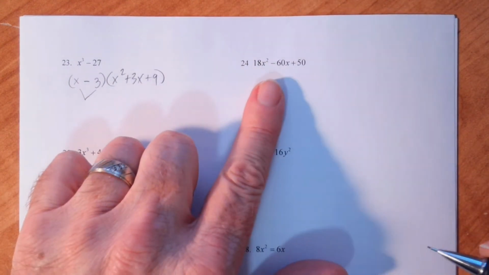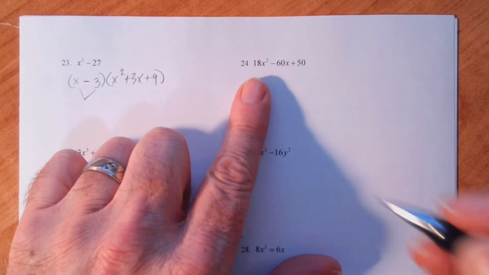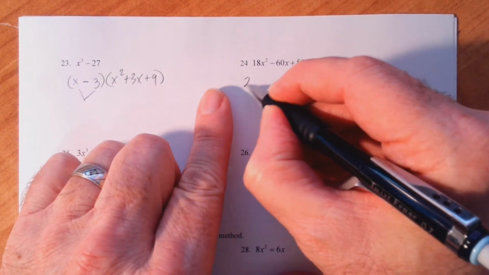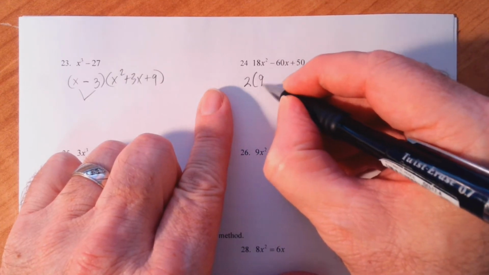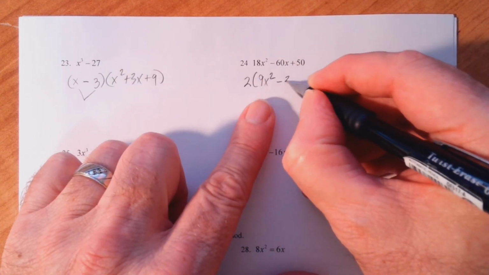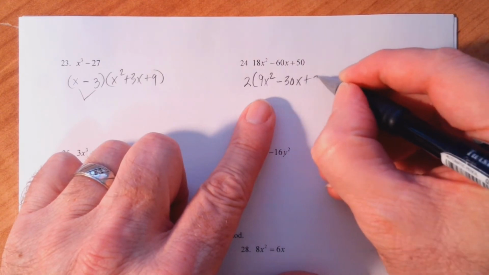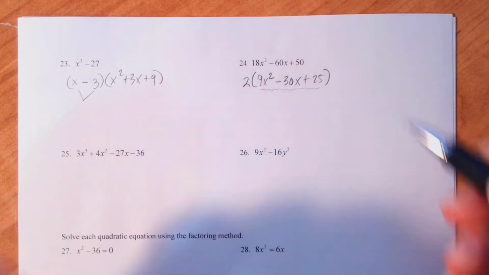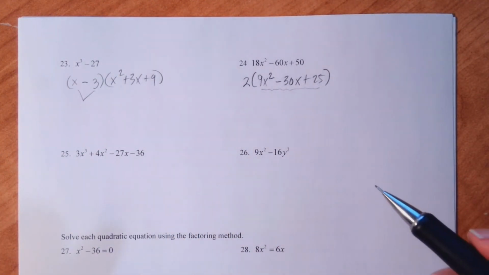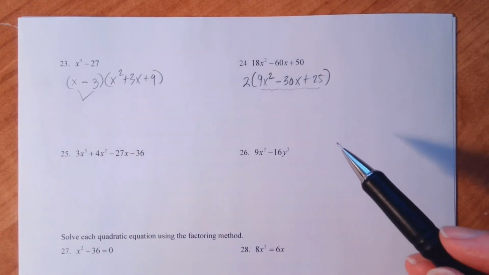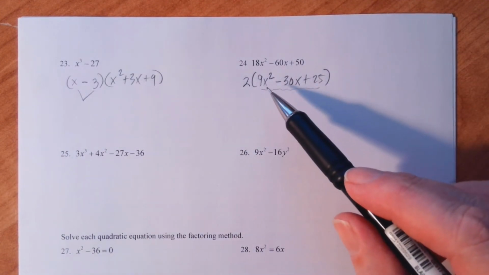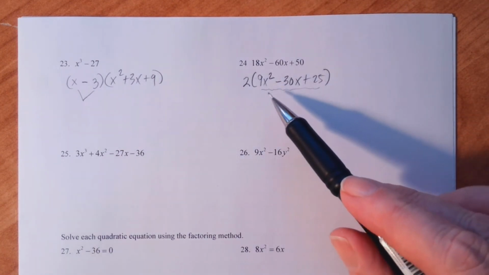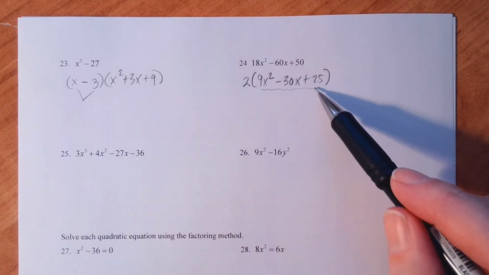All right, on number 24, we definitely have a common factor. Looks like it's going to be 2. 2 times 9x squared minus 30x plus 25. Now as I look inside the parentheses to make sure I'm completely factored, this is a trinomial, so we could use the AC method, but I don't really want to multiply 9 times 25, it's a big number. But the other thing is these are perfect squares on the ends here.